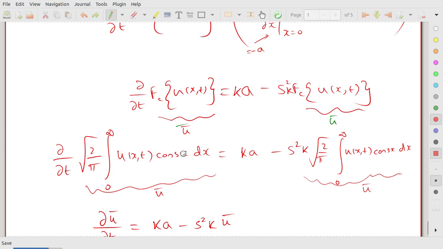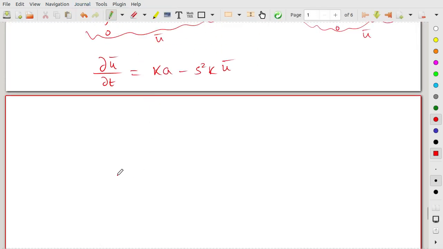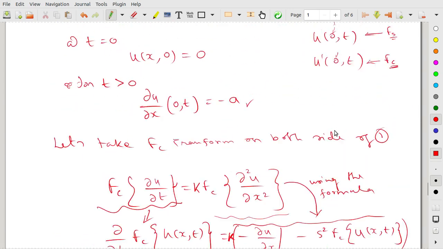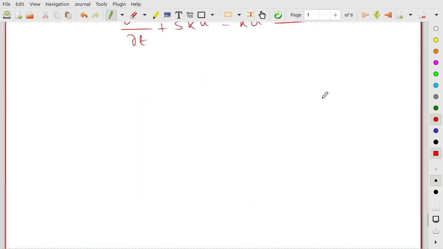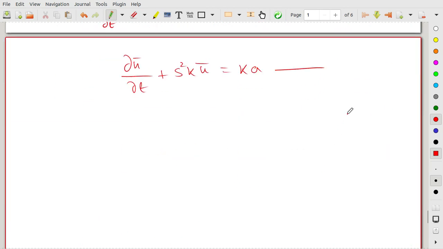So finally we have our equation: I am taking the terms containing u bar to our left hand side, therefore we have ∂u bar/∂t plus s square k u bar equals ka. Let this be equation 2. So this is also a standard differential equation. It's an inhomogeneous equation and it has a general solution.